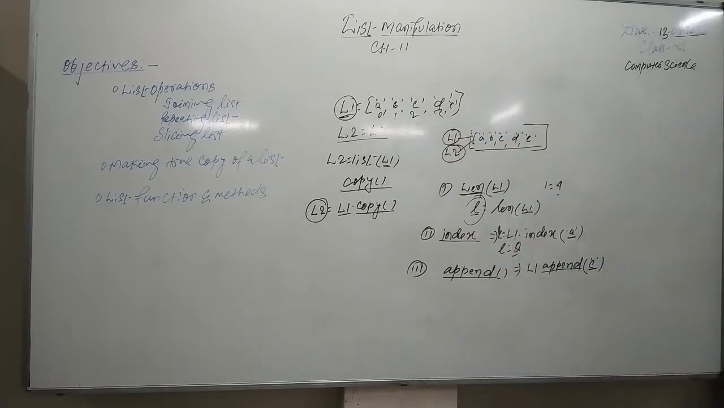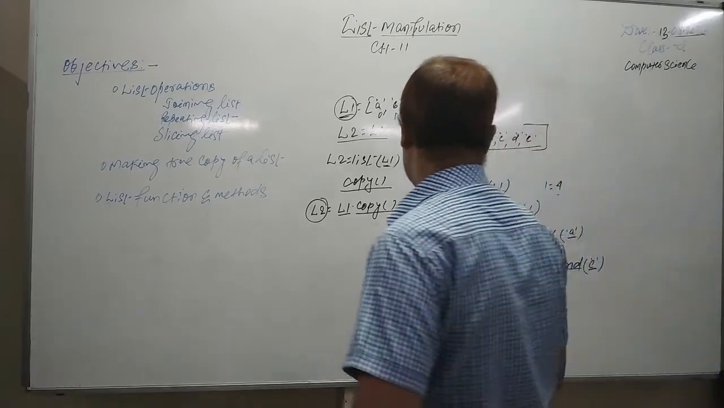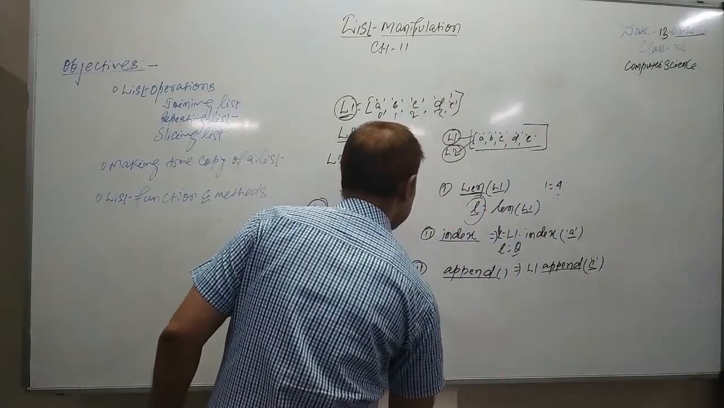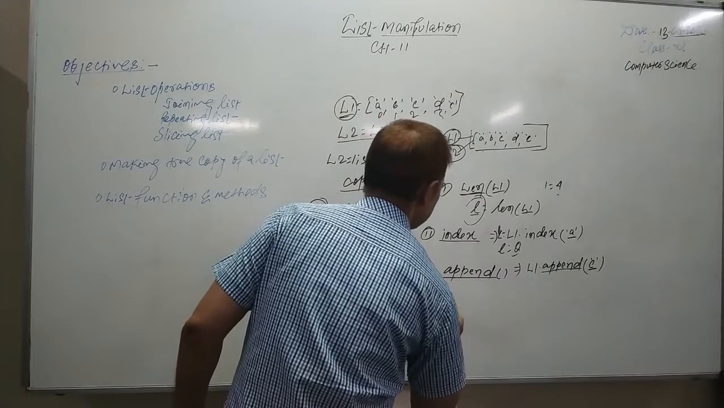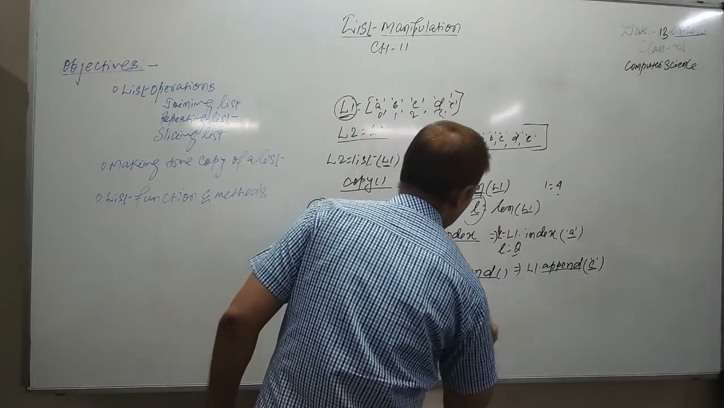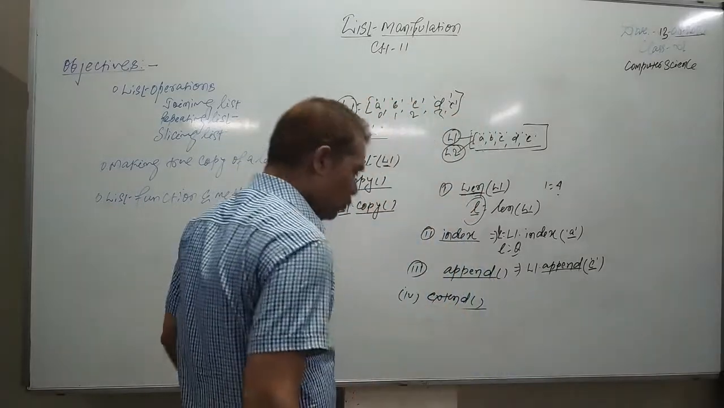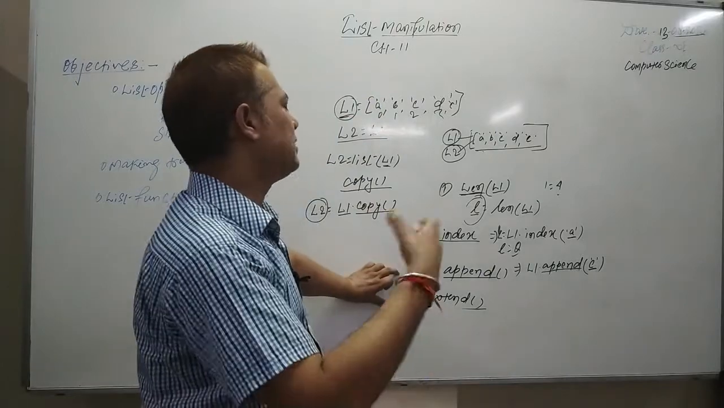So you have seen three methods: len, index and append. Your fourth method is extend. The extend method is generally used to extend a list with some other list. So the fourth method is extend, EXTEND. This method's purpose is to extend any list with some other list.